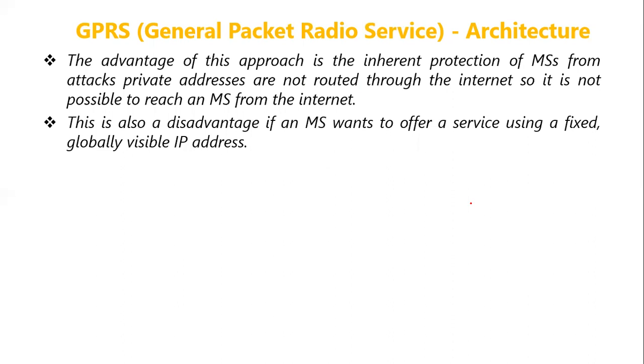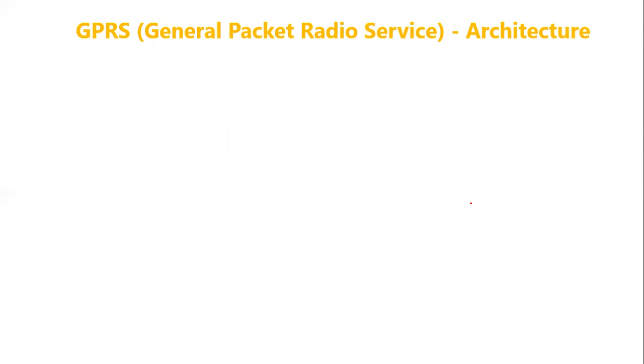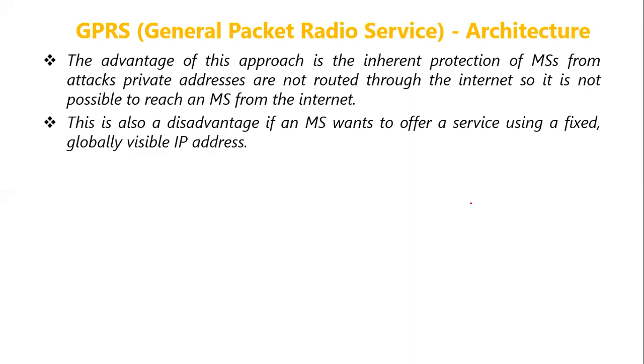So this is something like TMSI. In GSM, we have discussed TMSI, that is in the air interface, the mobile phone's identity will not be revealed. Instead of IMSI, it will use TMSI. Similarly, here also the private IP address will be translated into a global IP address. So private IP addresses are not routed through the internet.